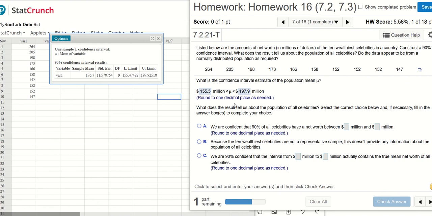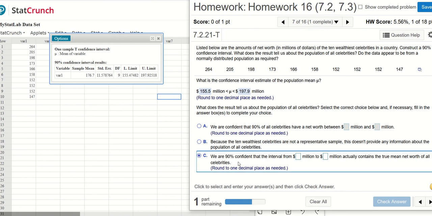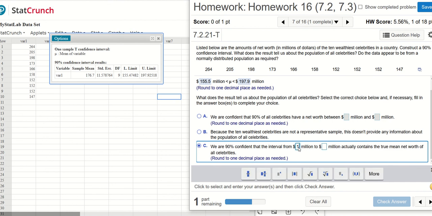Okay, so what does this confidence interval mean here? The confidence interval here means we are 90% confident that this interval will contain the real mean of the, what would we call it, net worth of celebrities. So here we will choose C. We are 90% confident that the interval from 155.5 to 197.9 million actually contains the true mean net worth of all celebrities.